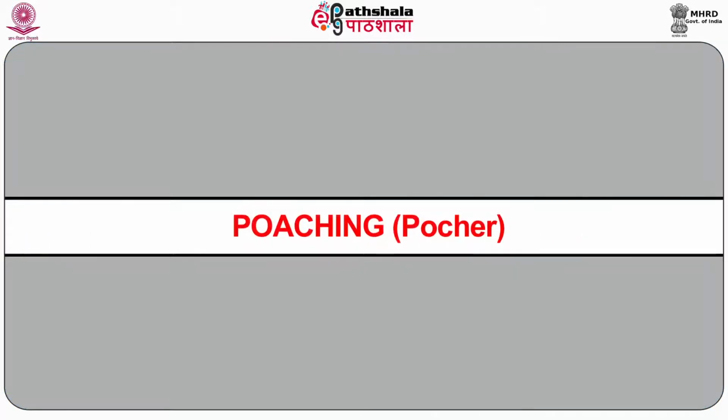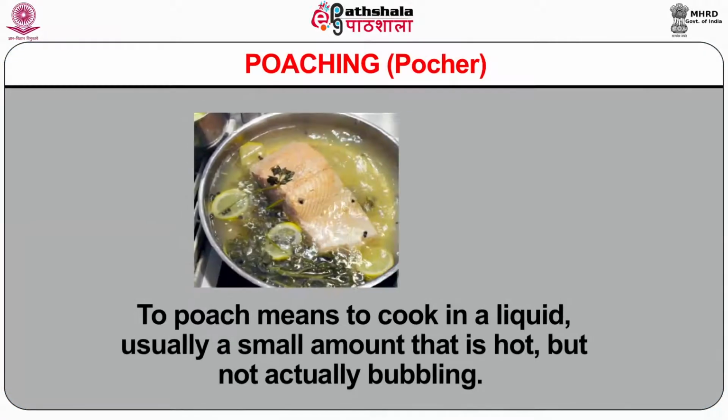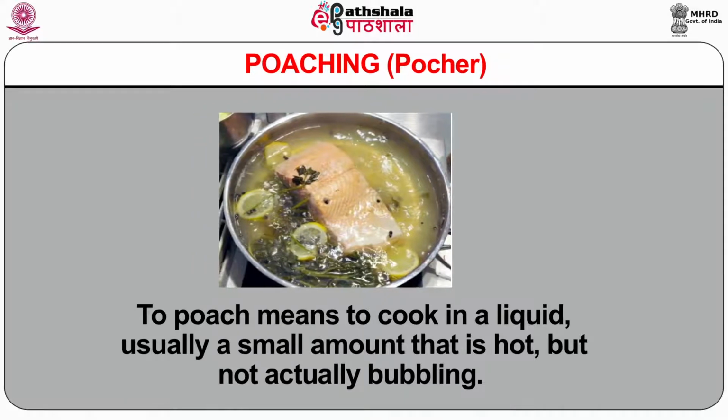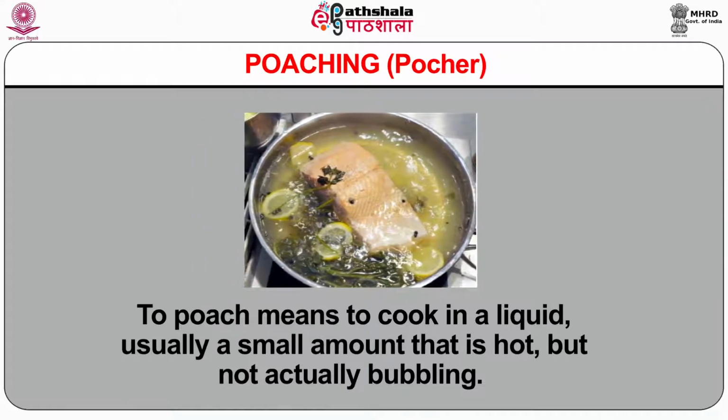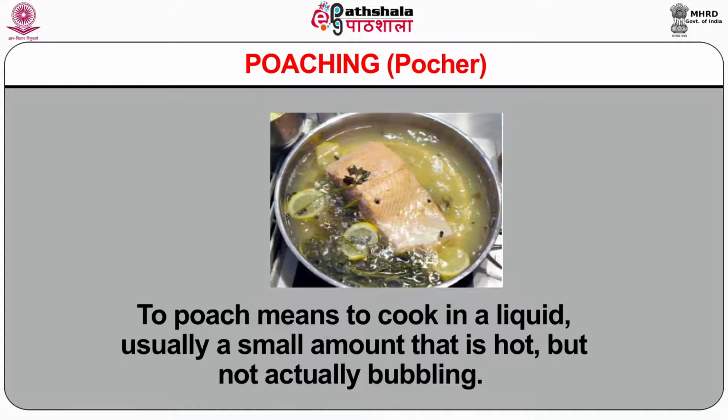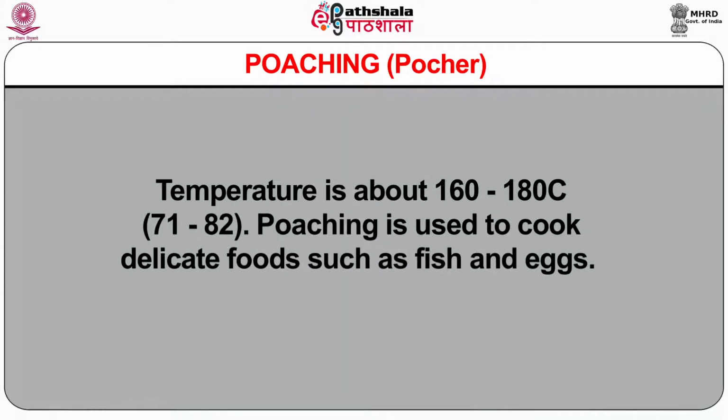Boiling is generally reserved for vegetables and certain starch products. The high temperature would cause protein foods, meats and fish, to toughen, and the rapid bubbling would break up delicate products. Poaching: to poach means to cook in a liquid, usually a small amount, that is hot but not actually bubbling. Temperature is about 160 to 180 degrees Fahrenheit, 71 to 82 Celsius.